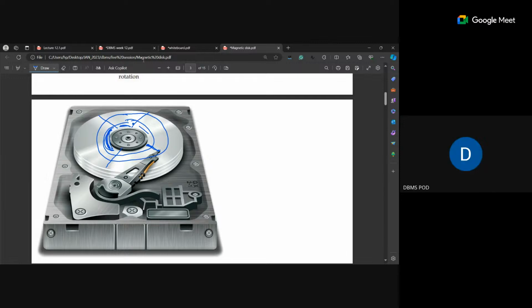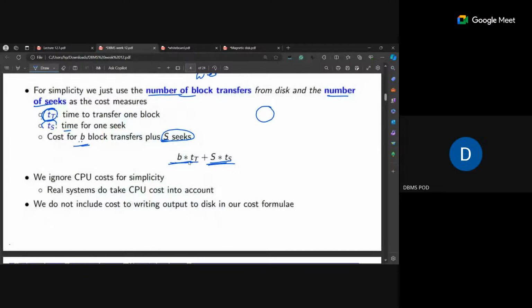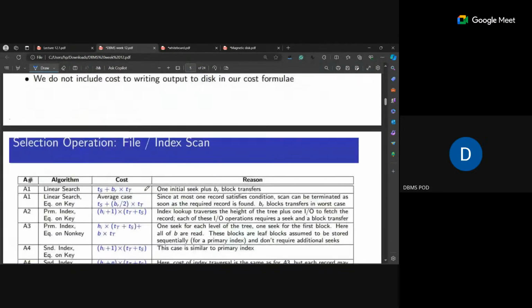In one sector, maybe more than one block is also present. You can say the smallest unit is one sector equal to one block. Generally we do it like that, but in one sector more than one block can also be present. Generally you say that one sector equals one block, right? Yes, sir. Okay.